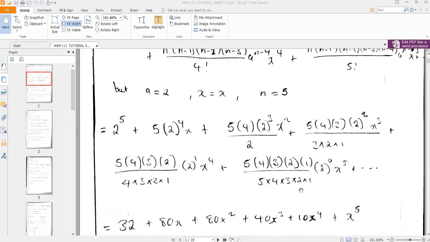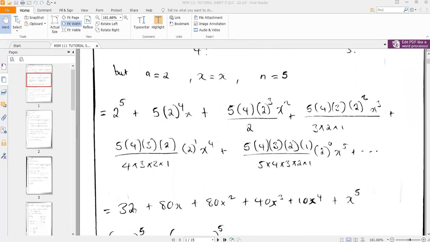So when you do the substitution for everything, you discover that 2 to the power 5 is 32, and 5 times 2 to the power 4. Now, what is 2 to the power 4? You know that 2 to the power 4 is 16, isn't it? So 16 times 5, we get 80x there, right? Then here we have 5 times 4 times 2 to the power 3. We can say 2 into 4 gives 2, so 5 times 2 is 10, and 2 to the power 3 is 8. 8 times 10, we get 80x squared.